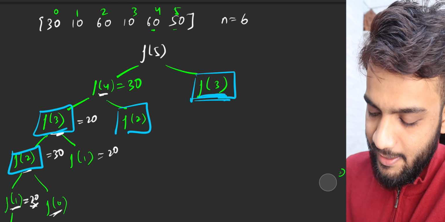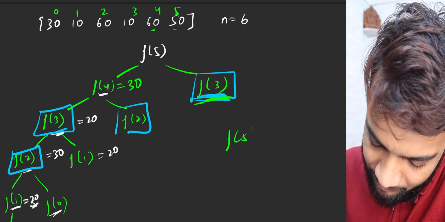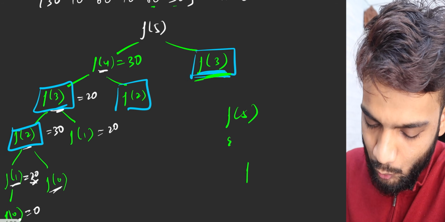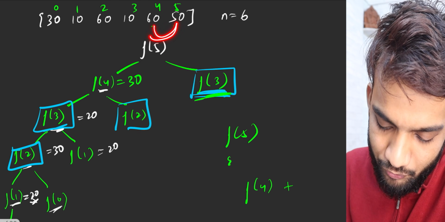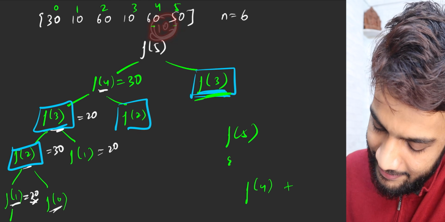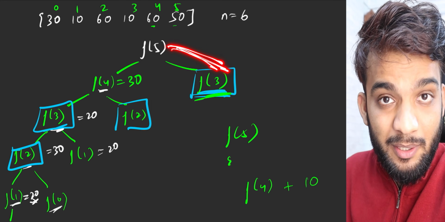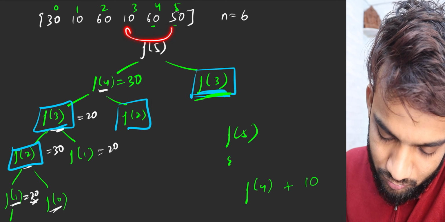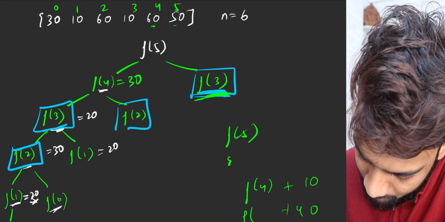Next step is this particular step, f of 3. So when I'm at f of 5, what's happening? I'm saying, okay, I can definitely go to f of 4 plus absolute of jumping from 4 to 5, which is 10. So let's take 10. Similarly, if I am jumping from 5 to 3, can I say it's 40? Yes. So plus 40 of f of 3.